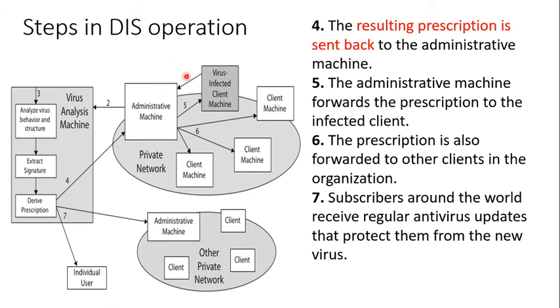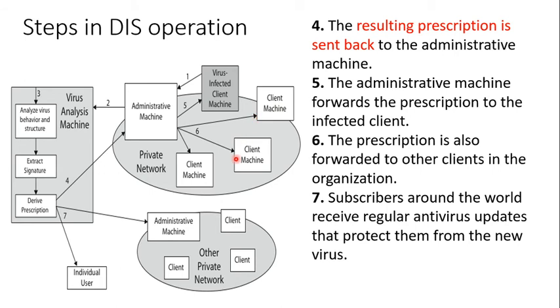The reason is this. Suppose some XYZ virus attacks this machine, and only this machine. This virus analysis machine finds the prescription for that XYZ virus, and if it is sent back only to this machine, then later, after a few days, if the same XYZ virus attacks these other machines, they will again send a request, and your virus analysis machine has to do the same process again, which is time consuming and also harmful to these users.